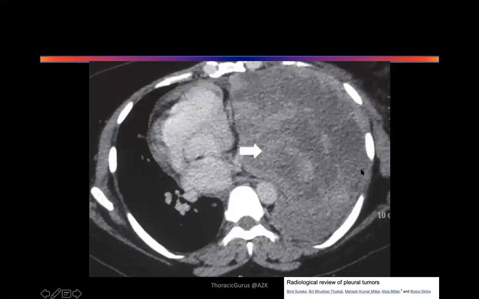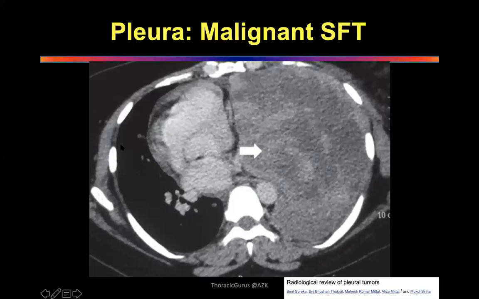Yes. Okay, because there is invasion of the chest wall. It could be a solitary fibrous tumor, which is growing into the whole thing. The lung you cannot see on this film at all. Okay? It's probably a malignant solitary fibrous tumor.